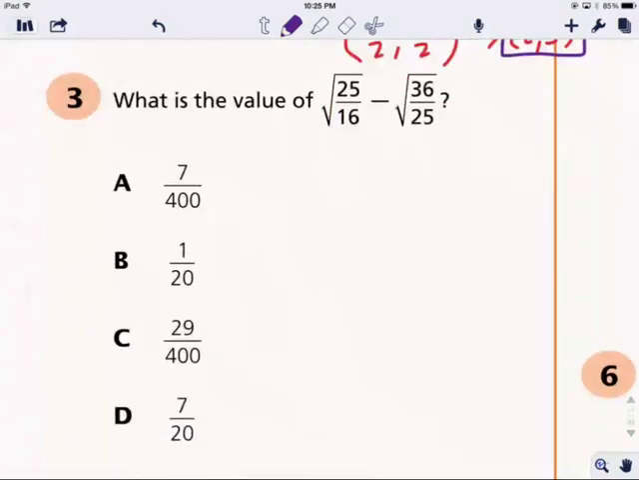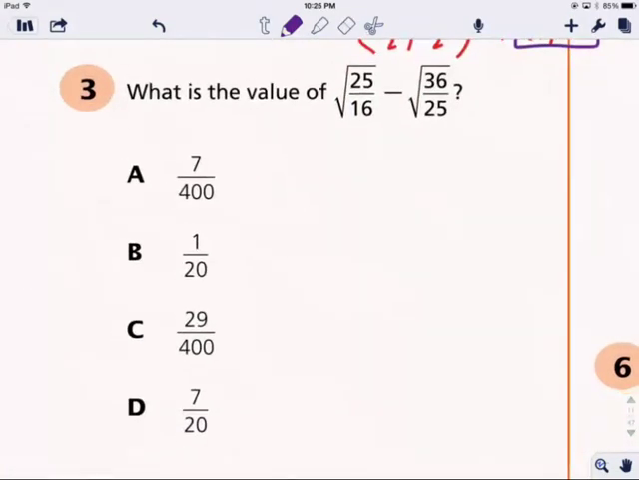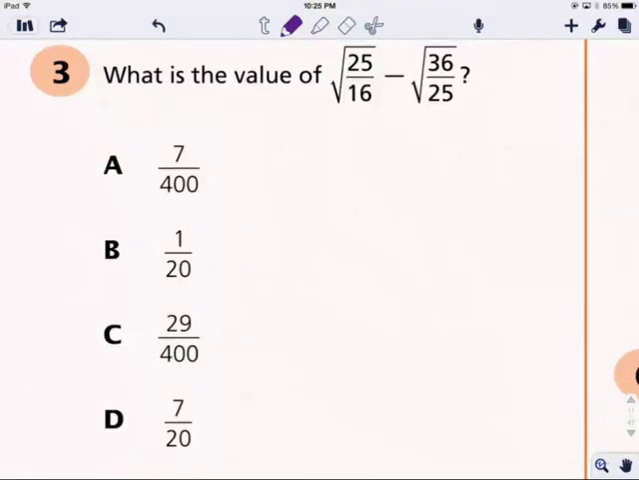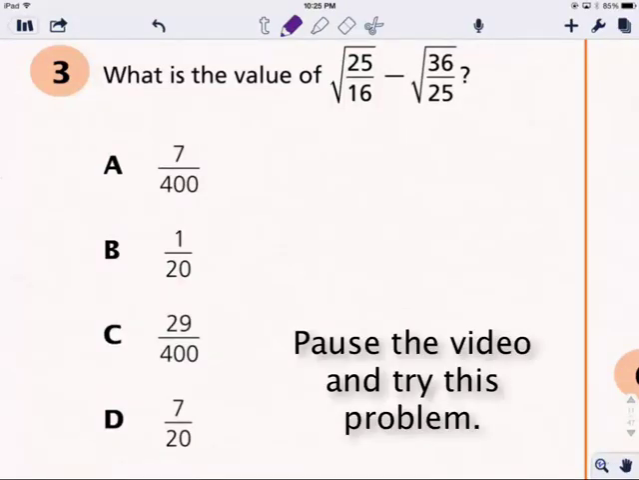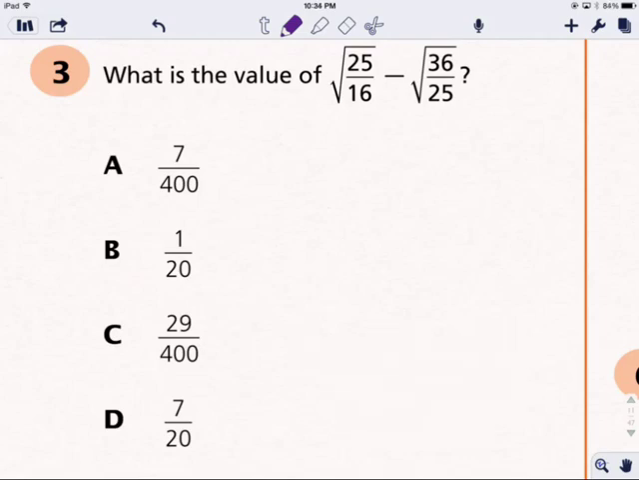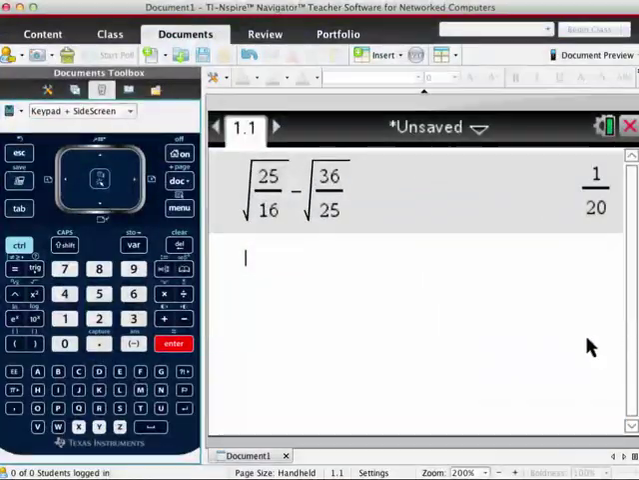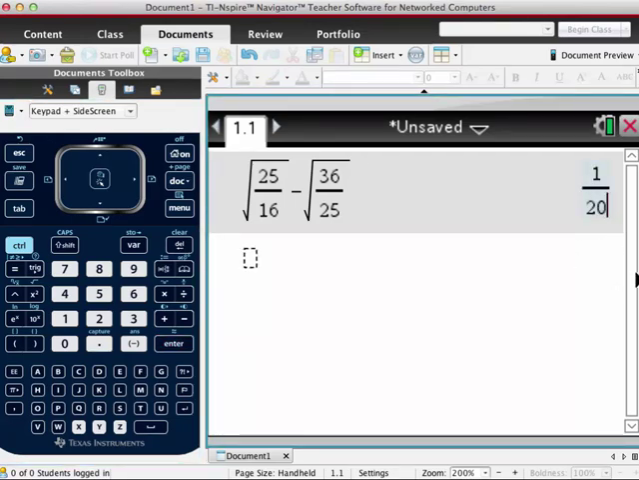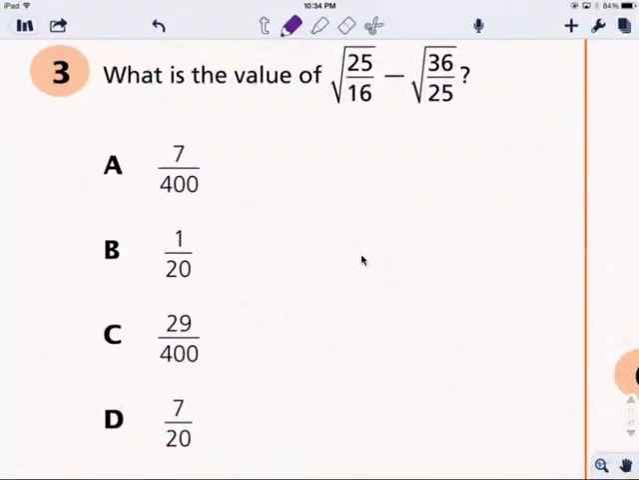All right, number 3. Go ahead and try to select the correct answer choice for number 3 by pausing the video. Okay, this one is really easy. All you need to do is use a calculator. Make sure to type in the calculation correctly, and you will arrive at an answer of 1 over 20. All right, so that one is pretty straightforward. The answer choice is B.